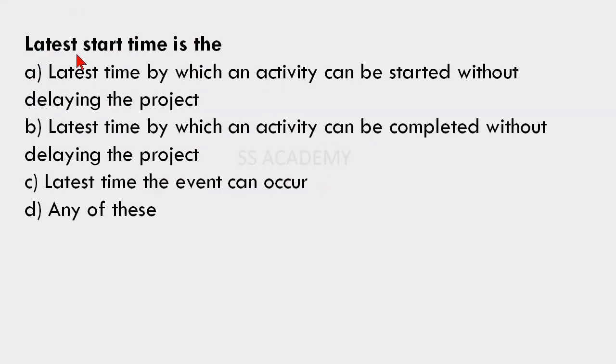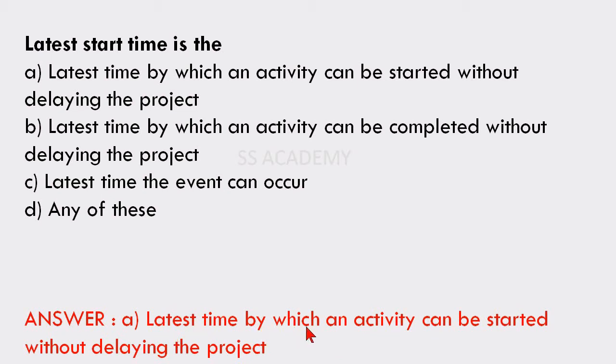Next question: latest start time is the latest time by which an activity can be started without delaying the project; latest time by which an activity can be completed without delaying the project; latest time the event can occur; any of this. The answer is latest time by which an activity can be started without delaying the project.